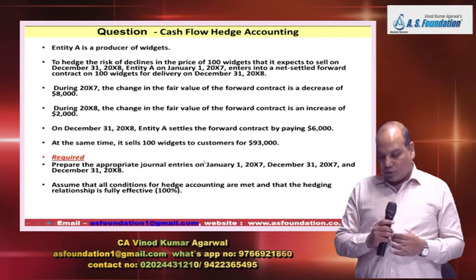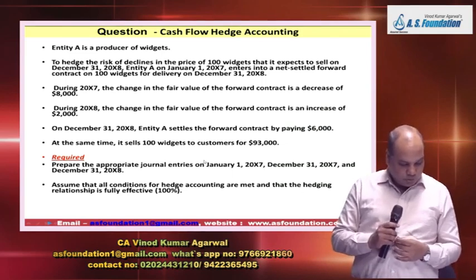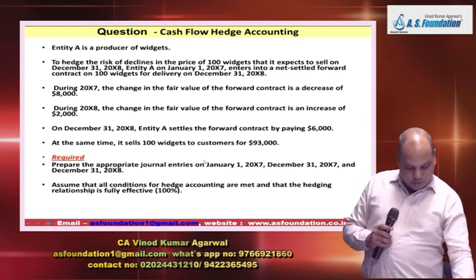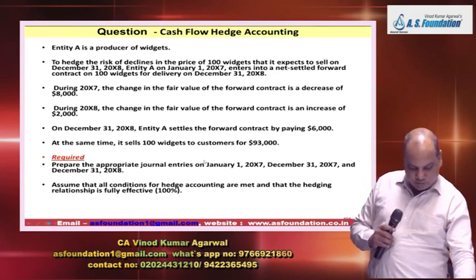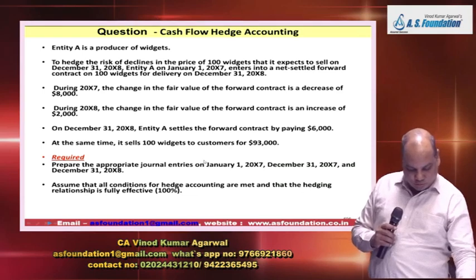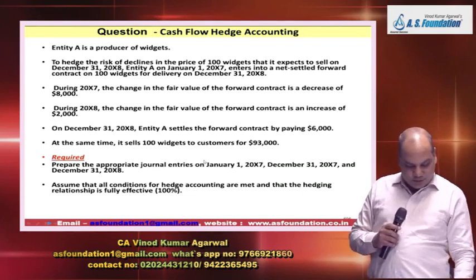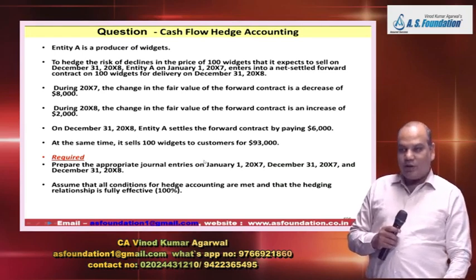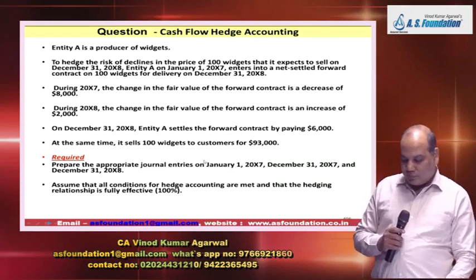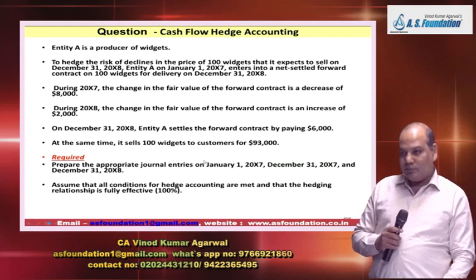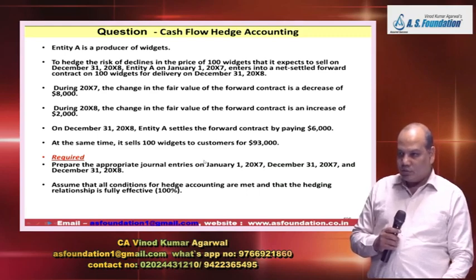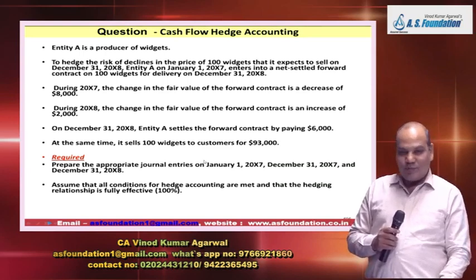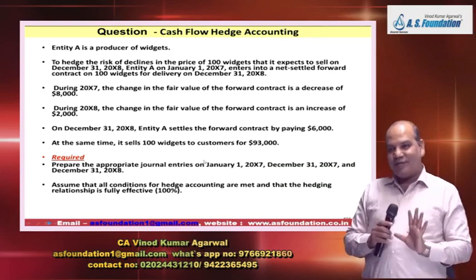Now we will solve one question. Is the answer printed in the book? No. But these are some of the really good questions. Next, 6 questions. Entity A is a producer of widgets. Whatever that is. At least we are understanding the numbers enough.